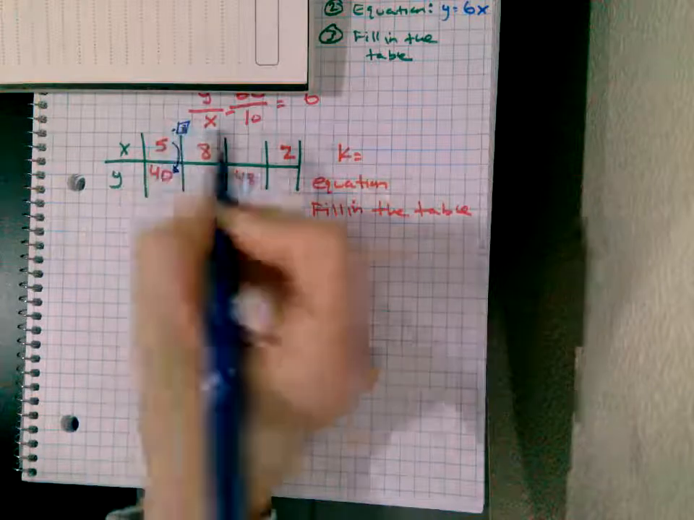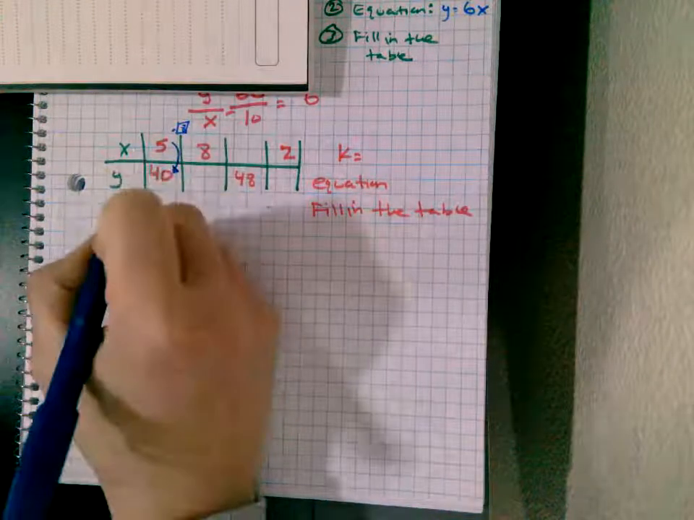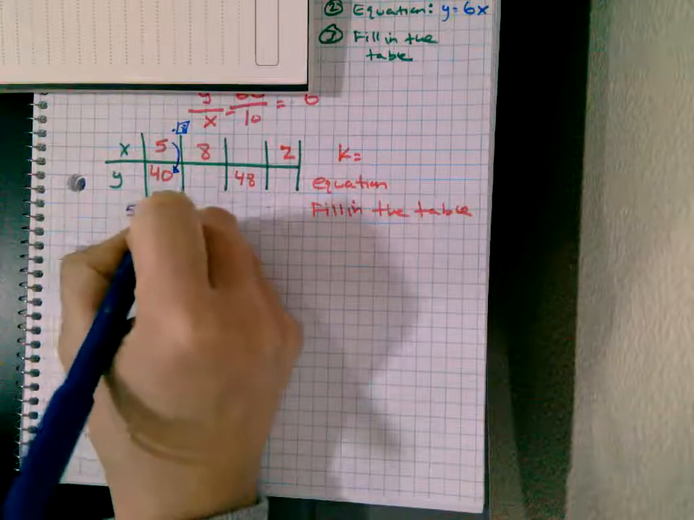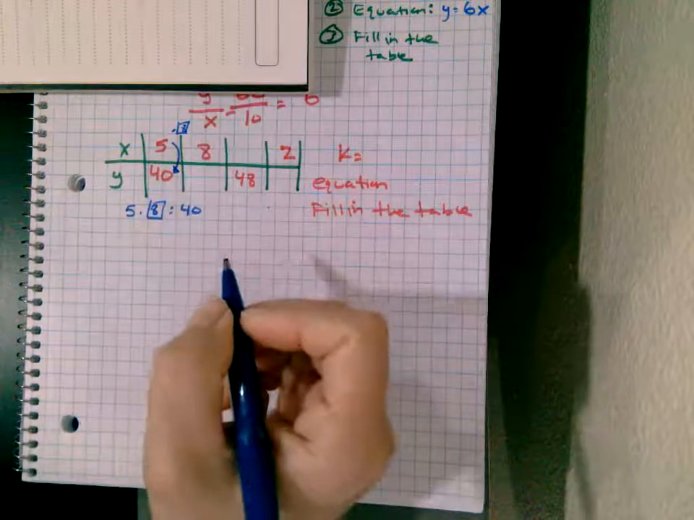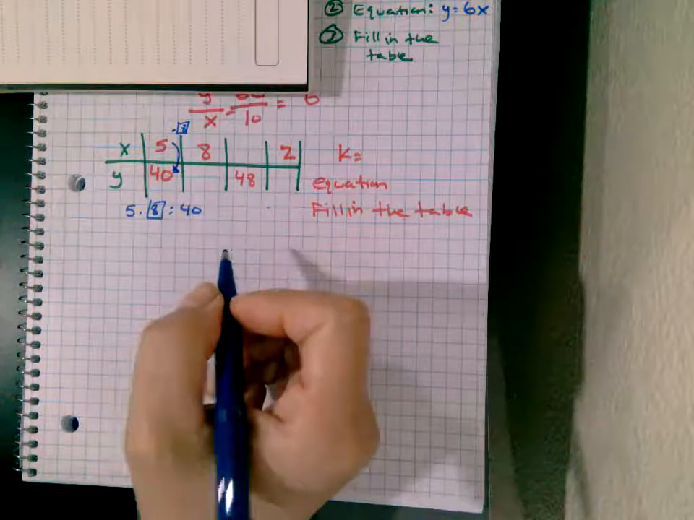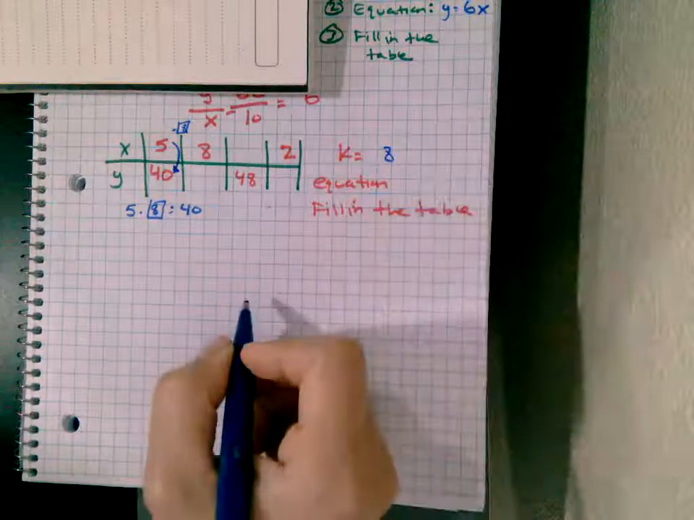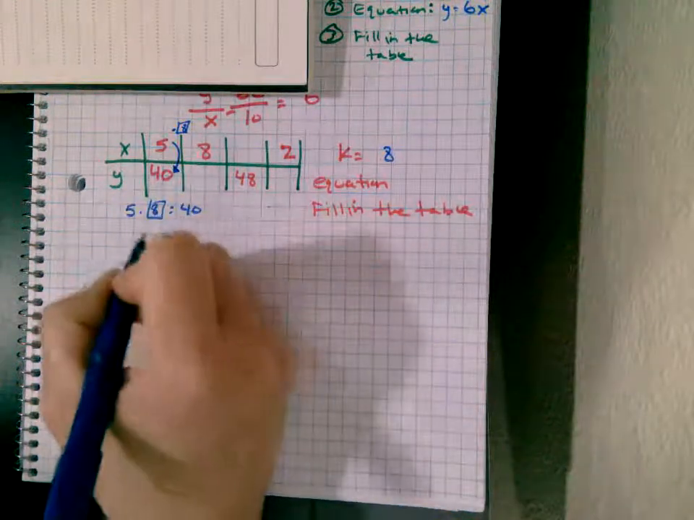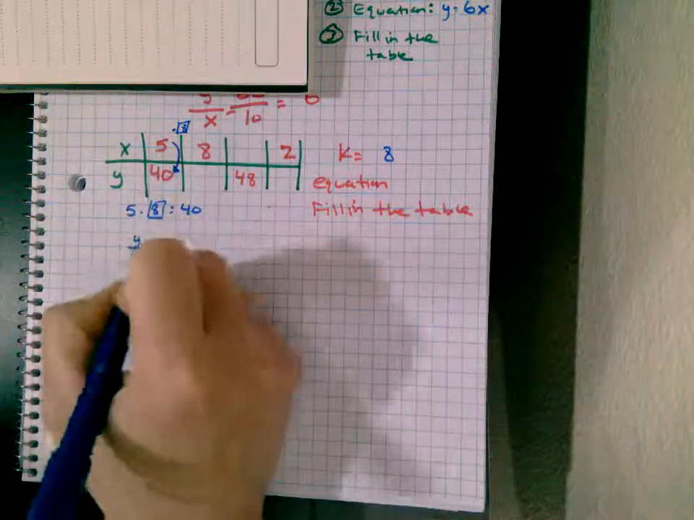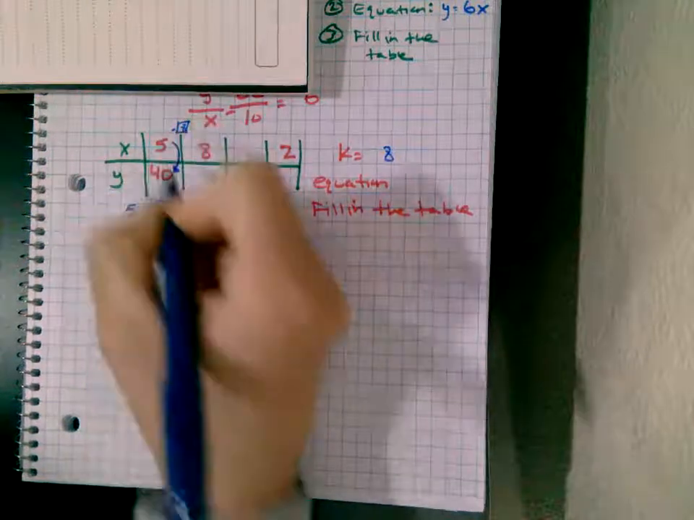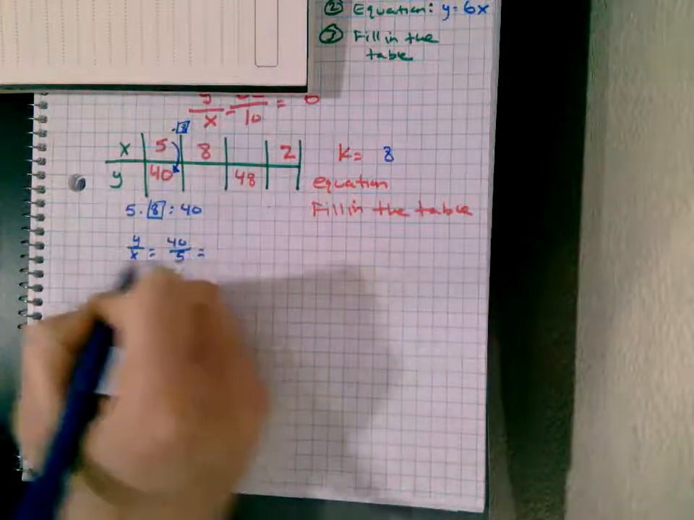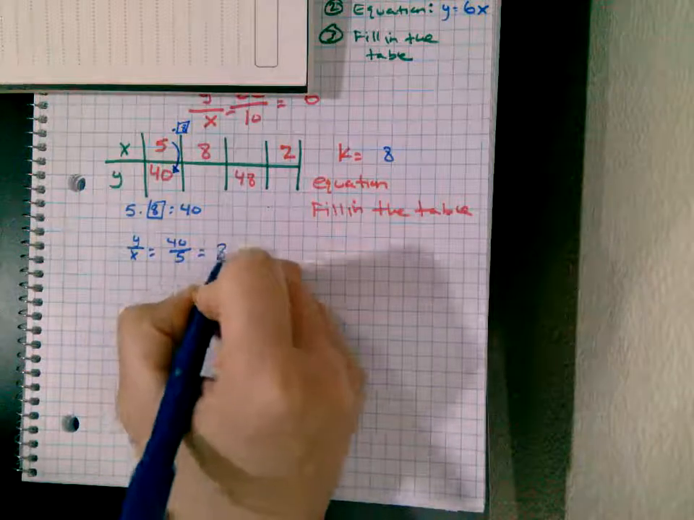8, thank you. So you know that 5 times 8 equals 40. So that means that your constant of proportionality is 8. If you don't believe me, this is what you do. You do y over x. So y is 40 divided by 5. 40 over 5, y over x. 40 divided by 5 is 8.